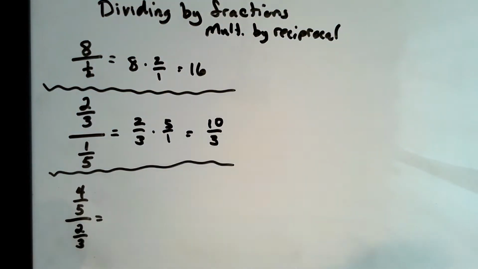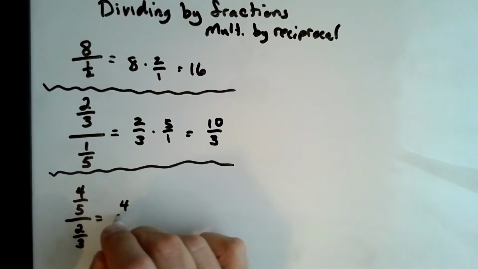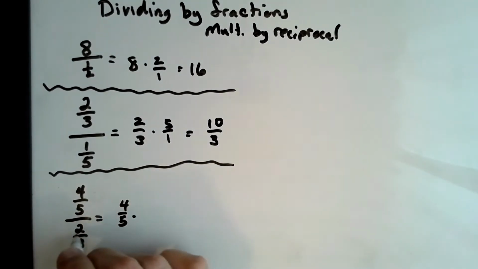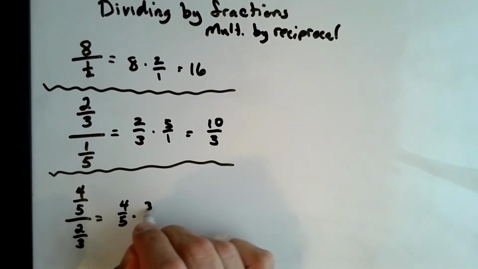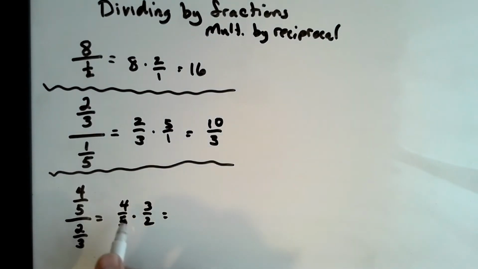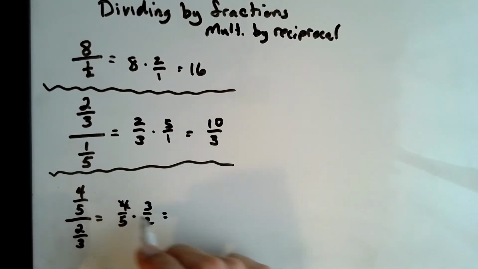And finally, 4/5 divided by 2/3 can become 4/5 times the reciprocal. Instead of dividing by 2/3, we'll multiply by 3/2, which gives me 12/10. Now, if you recall, 12/10s can be simplified. It's actually easier to simplify it here.